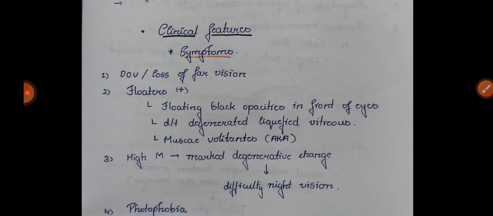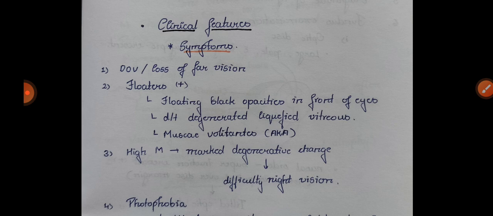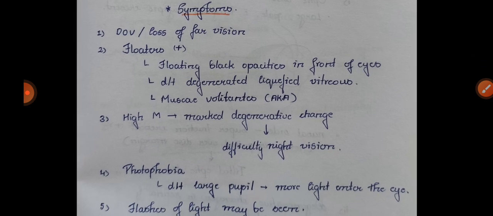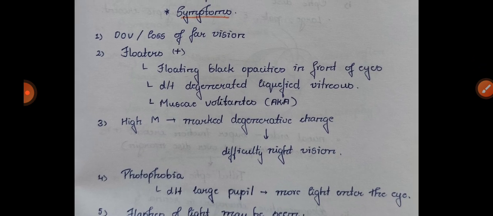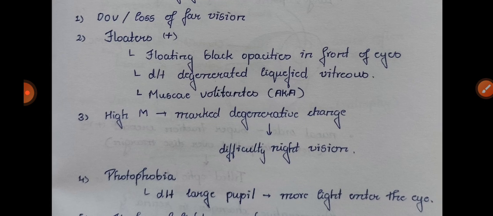Now coming to the clinical features or symptoms of pathological myopia. Diminution of vision, that is loss of far vision; already, distant objects are not seen. Floaters are seen, that is floating black opacities in front of the eye due to degenerated liquefied vitreous. Muscae volitantes, muscae domestica, you remember house flies, that type only.